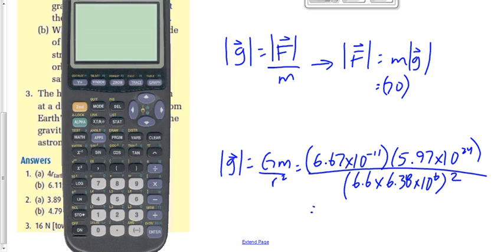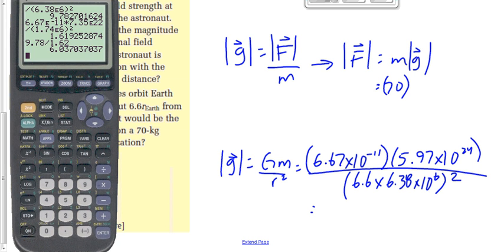All right, let's figure out what that number is. We get 6.67 times 10 to the minus 11 times 5.97 times 10 to the 24. Remember, we're using the mass of the producer here. Divide it by, use some brackets definitely here, 6.38 times 10 to the 6, and the brackets squared, that whole number on the bottom.